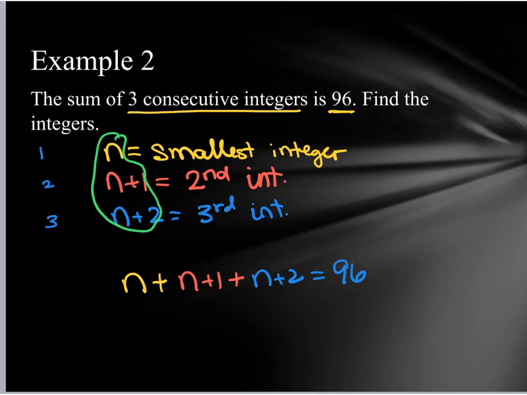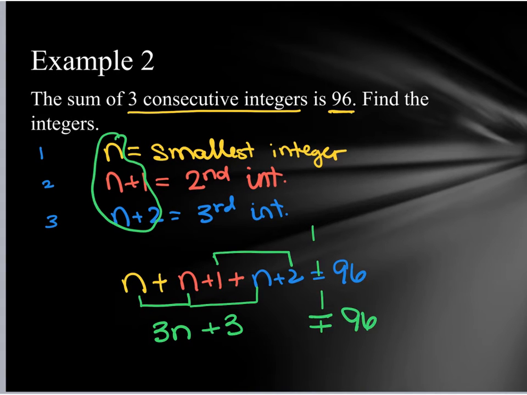So now when I go to simplify this, I notice that I have 3 like terms on the left side. If I separate at the equal sign, I have 3 like terms on the left side here. So I have 1n, another n, plus another n is going to give me 3n. And then I also have 2 more like terms, because they're constants. I have 1 plus 2, which will give me 3. So I end up with 3n plus 3 equals 96.